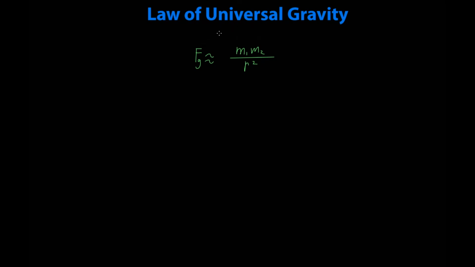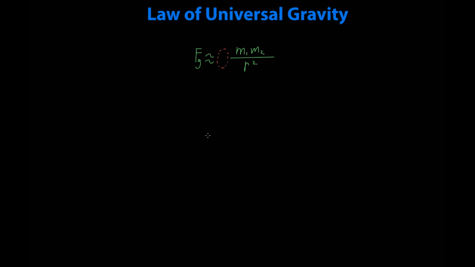If I was to double mass 2, force gravitation would double. If I was to double mass 1 and mass 2, force gravitation would quadruple. If I was to double radius, however, force gravitation would be 1/4 what it used to be. If I was to triple radius, it would be 1/9 what it used to be. Now, this equation is missing something, and that basically is a translator.